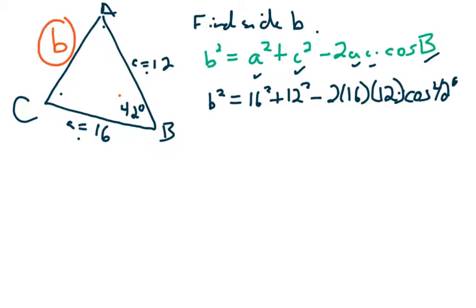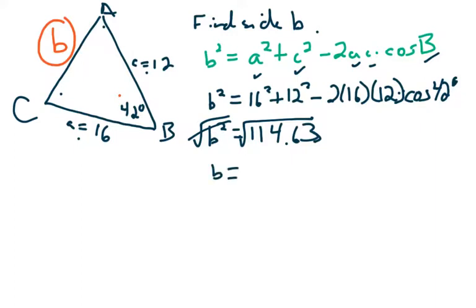And when you do that, for instance in this one, try it in your calculator. Go and put 16 squared plus 12 squared, subtract 2 times 16 times 12 times the cos of 42. Hit equals. That's going to give you what b squared is, and I got 114.63. So if you got that, you should be happy. And then the only problem is that's b squared. We want b, so now we just square root both sides. That cancels the square, and we're left with b equals 10.7, whatever your unit is.